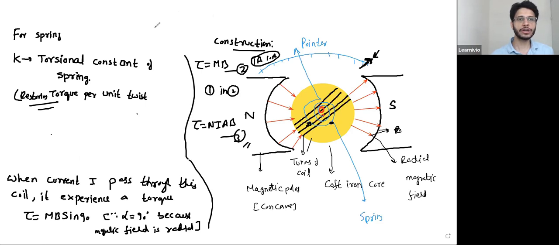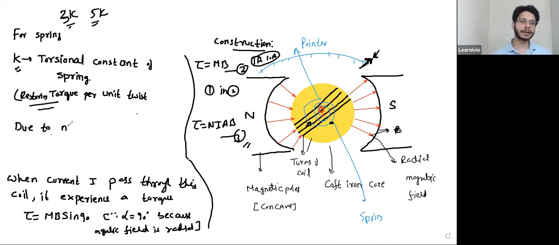And this is for unit twist. Unit twist means if I rotate the spring by 1 degree, then the restoring torque acting on the spring is K. If I rotate my spring by 2 degrees, then the torque will be 2K, which will bring the spring back to its original position. If I rotate this spring by 3 degrees, then it would be 3K. 5 degrees, it would be 5K. So that is the restoring torque per unit twist acting on the spring. Is it clear? This term K. Are you getting this K? Sure.